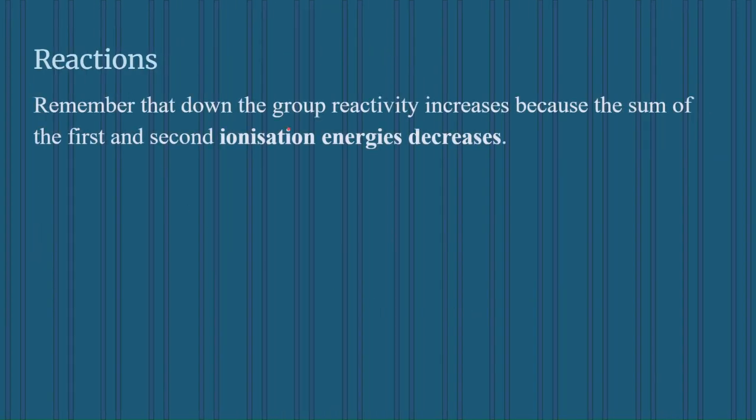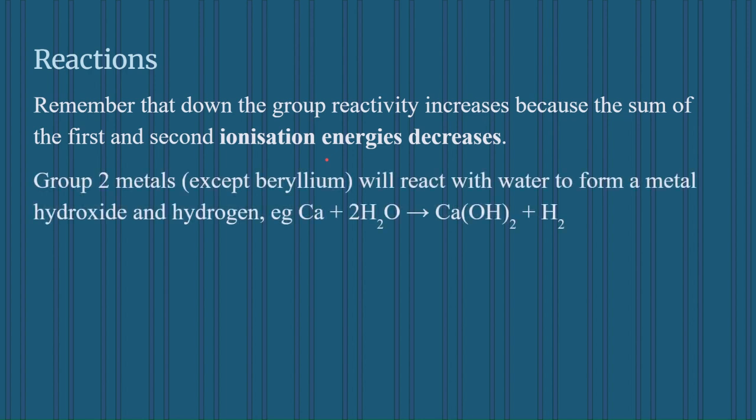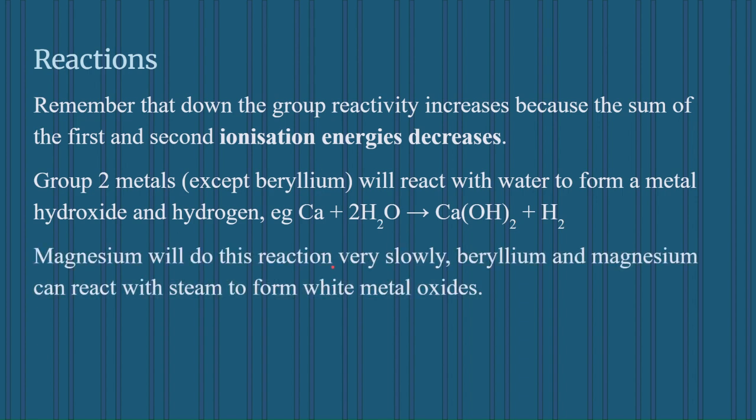Reactions. So down the group, the reactivity increases because the sum of the first and second ionization energy will decrease. Group 2 metals will react with water to form a metal hydroxide and hydrogen, but beryllium won't because it's really small and really unreactive. It won't react with water, otherwise it would be too unstable. And magnesium will do it very slowly because magnesium's the next smallest. But they'll react with steam to form white metal oxides, beryllium and magnesium, because steam's a lot hotter than water. That's a big part of topic 8 too. Mg plus H2O creates MgO plus H2.